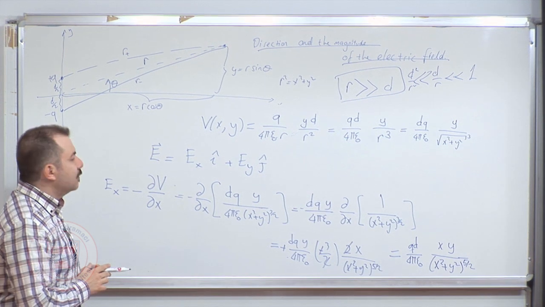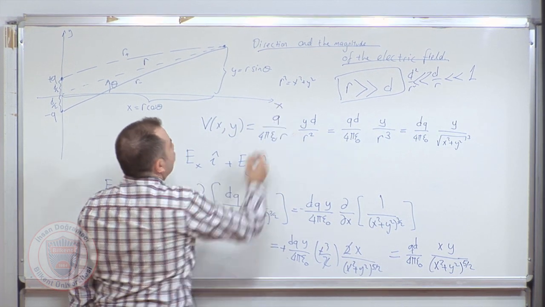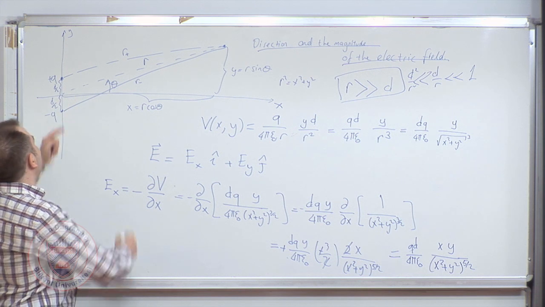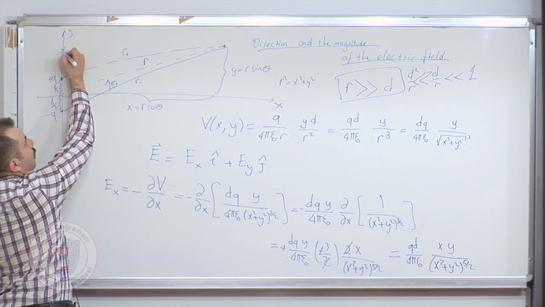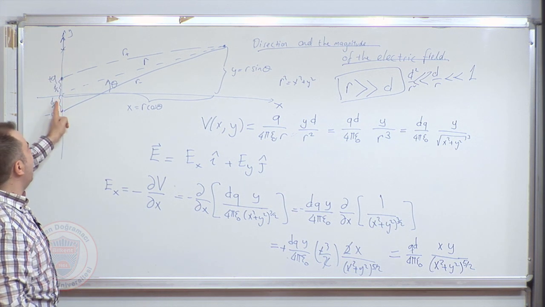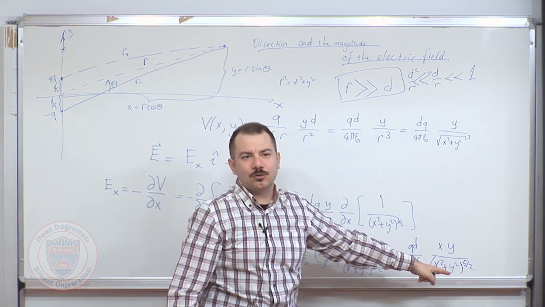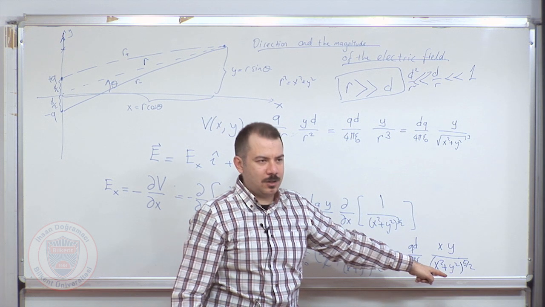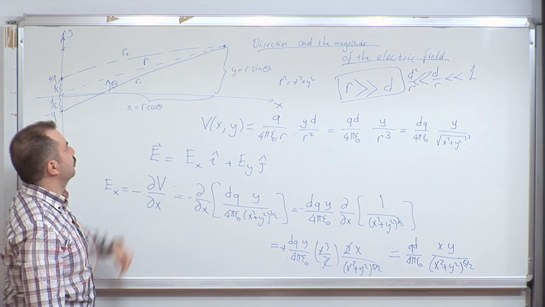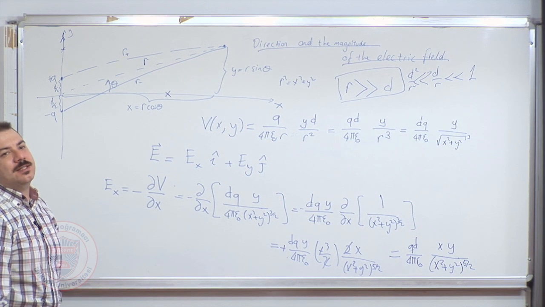What do I expect the x component of the electric field to be when x is equal to 0? When x is equal to 0, the electric field at this point should be in the y direction, right? So when I put x equals 0, I expect this formula to give me 0. Does it give me 0? Yes. How about if I'm on the x-axis? If I'm at some point here, what's the x component of the electric field? Let's think.